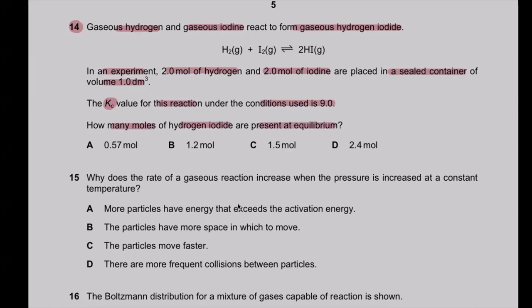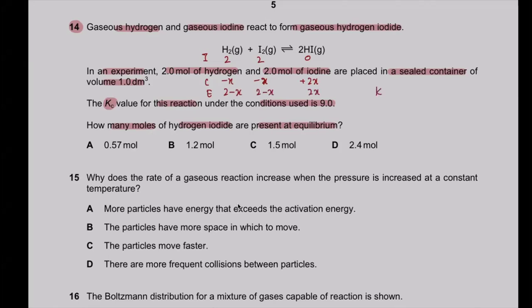Initially we put 2 moles of this and 2 moles of this, and there are 0 moles of hydrogen iodide. Change and equilibrium. For example, if we assume that x moles of these two are decreased, then 2x would be increased. So it is going to be 2 minus x, 2 minus x, and 2x.